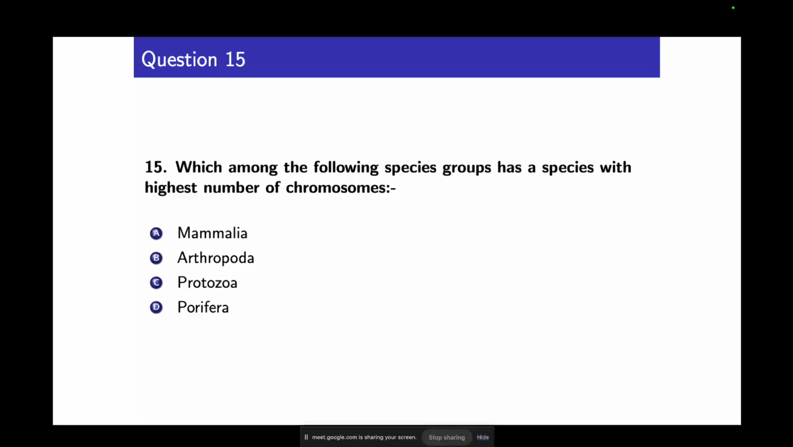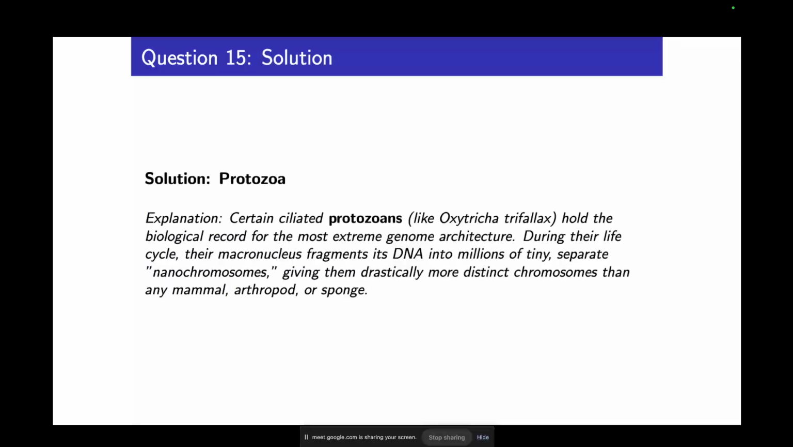Yeah, this also, if you know, you know. The answer is protozoa. It has a very extreme genome architecture, and in their lifespan, they fragment the DNA into millions of pieces, and these are known as nanochromosomes. So, yeah, this is a very, very high number of chromosomes for protozoans.